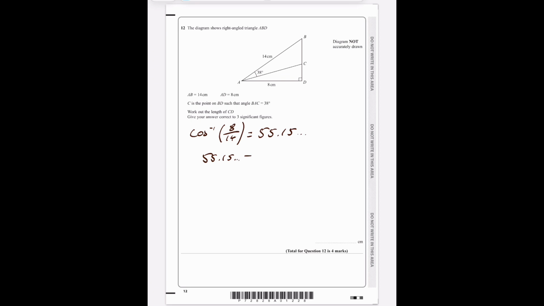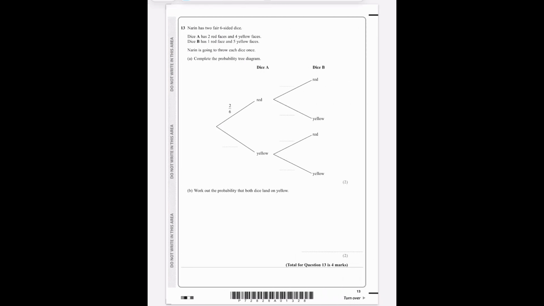If I subtract 38 from it, I get the angle CAD, the little angle on the lower triangle, which is 17.15. We have the adjacent. We want the opposite, so tan is opposite over adjacent. If I multiply tan of that 17.15 by 8, we'll get the opposite. Comes out as 2.47.